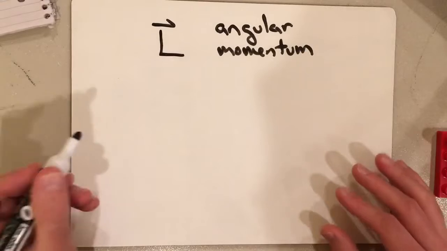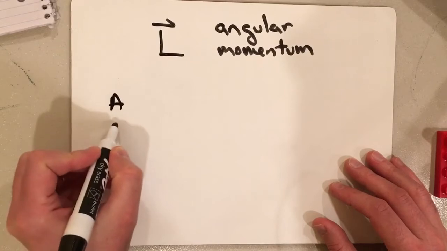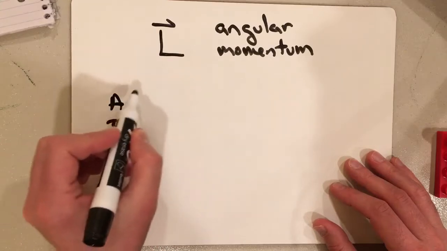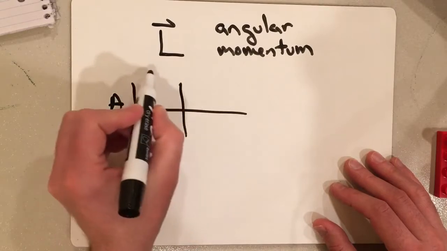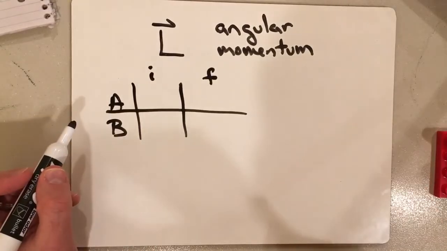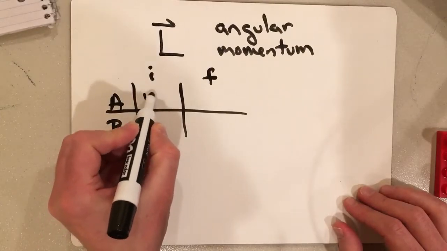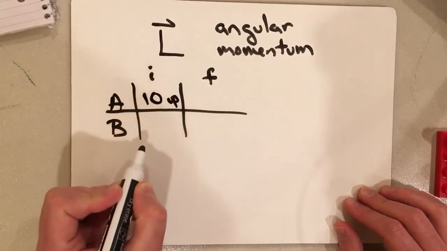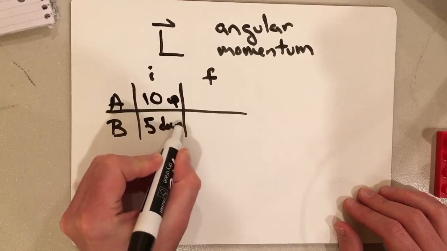So let's do just a simple example. Let's say we have two objects, we'll say object A and object B. And let's make a little chart here, with my initial moment in time and my final moment in time. We'll say that object A has an angular momentum of 10, and I'll say that's 10 up. And I'll say that B has an angular momentum of 5 down.